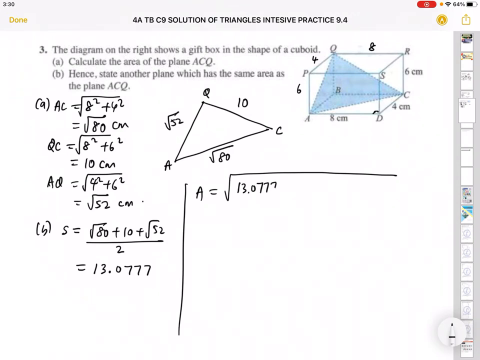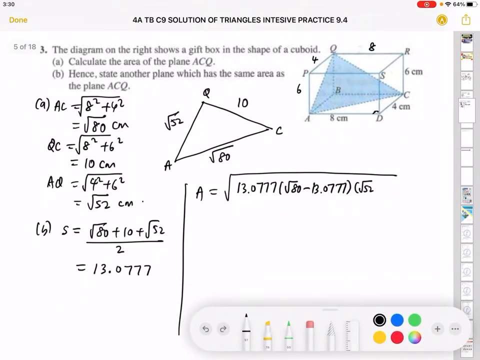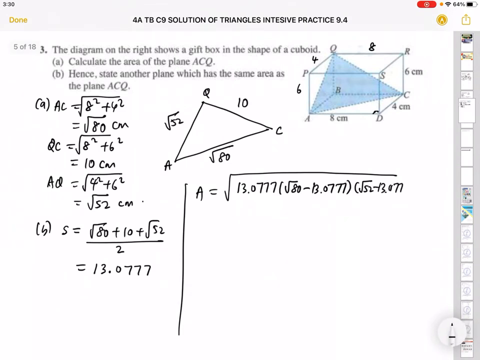13.0777. Take the first length, maybe I do square root 80 first, minus 13.0777. Second length, square root 52, 13.0777, and 10 minus 13.0777. Sorry, no space. Very ugly. Just use your calculator, type everything in one line.